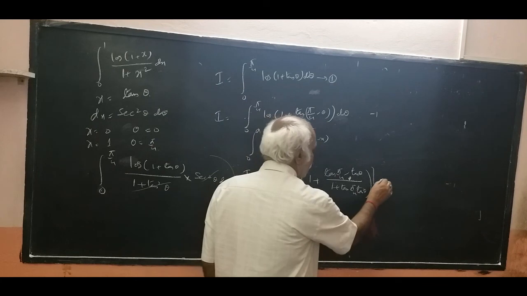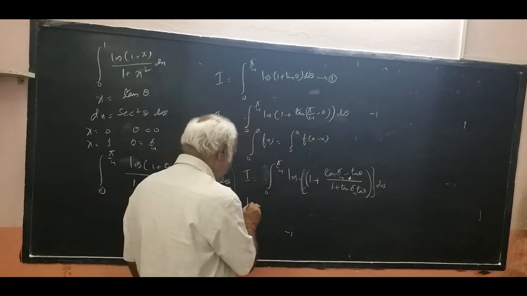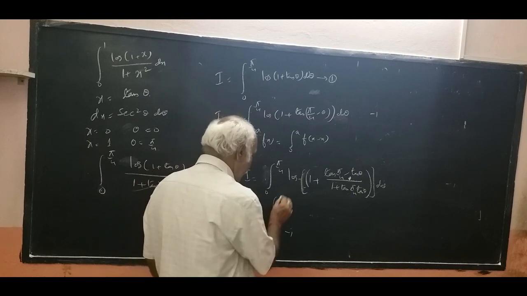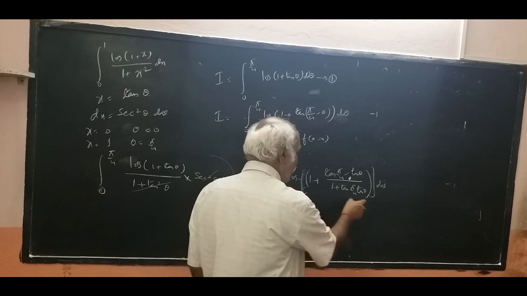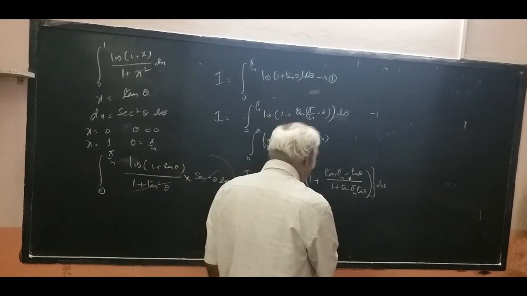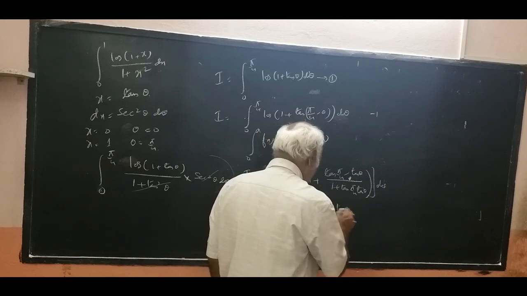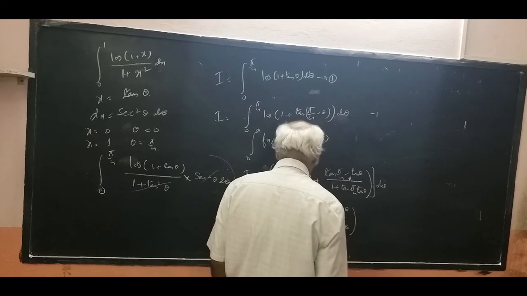Okay, d theta, right? So it is because I is equal to 0 to pi by 4. Observe here, tan pi by 4 is 1. So 1 plus 1 minus tan theta by 1 plus tan theta, right?